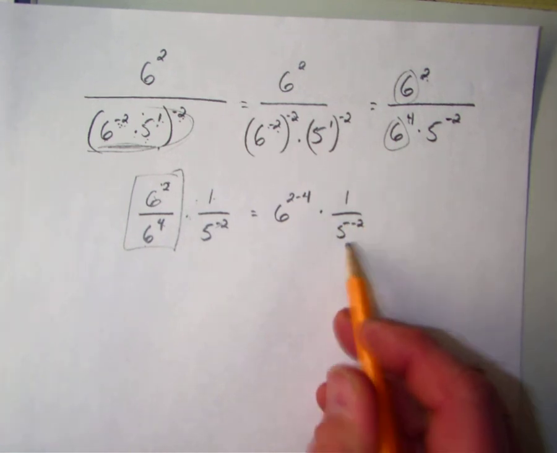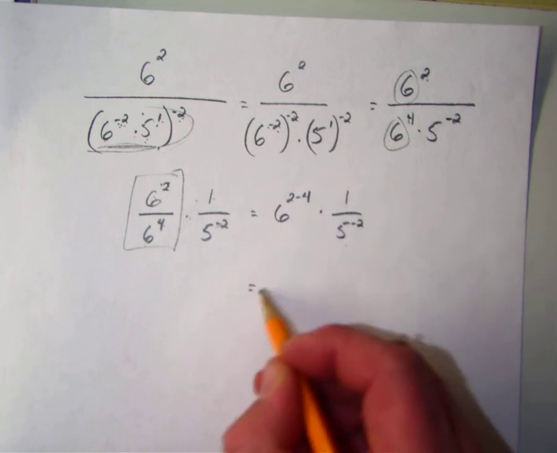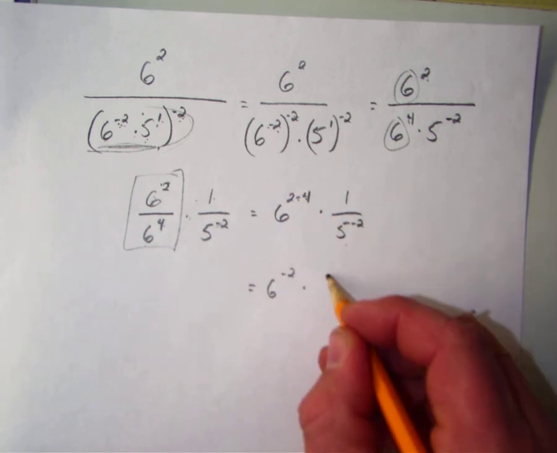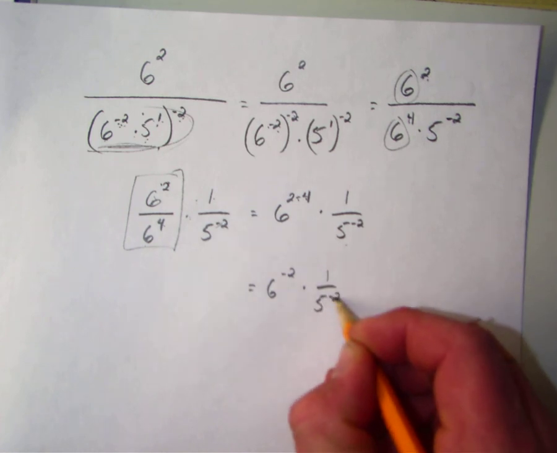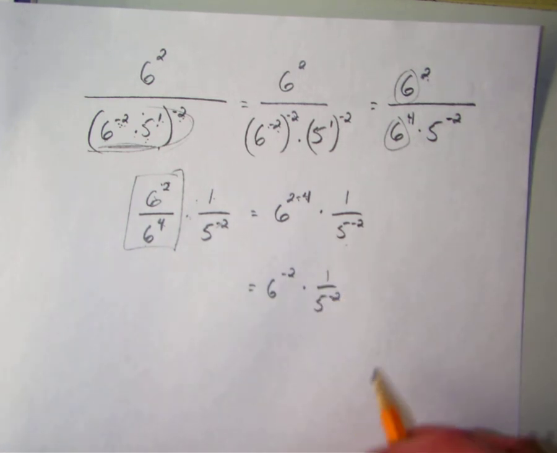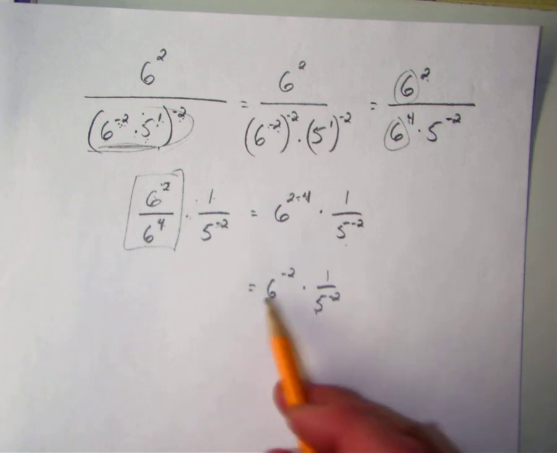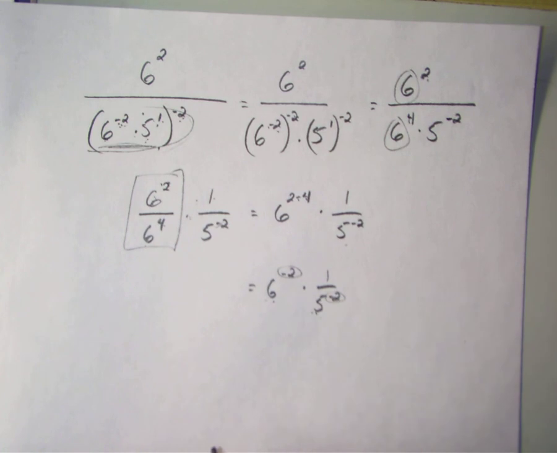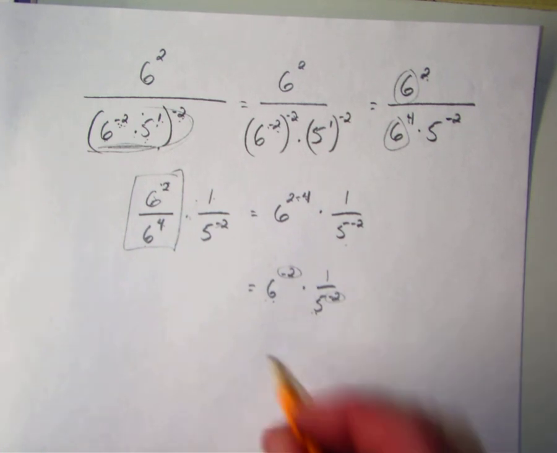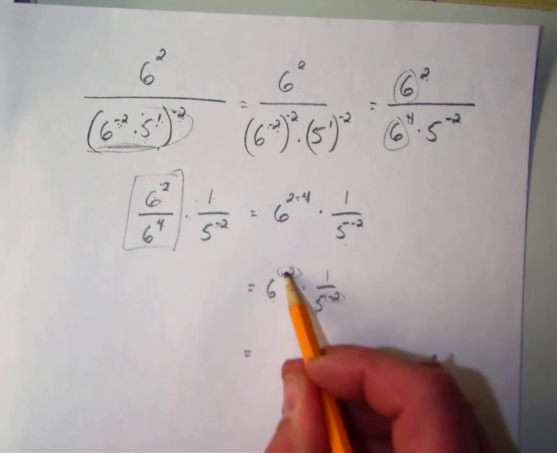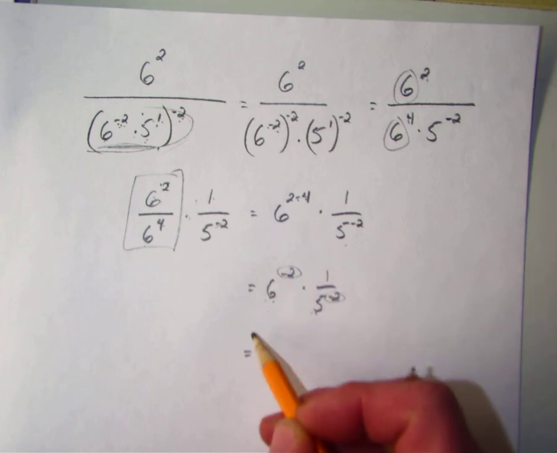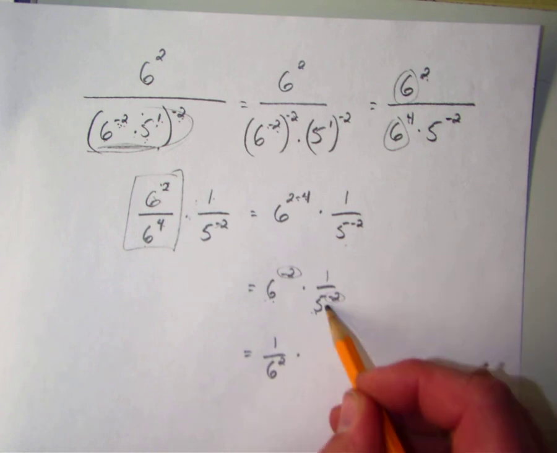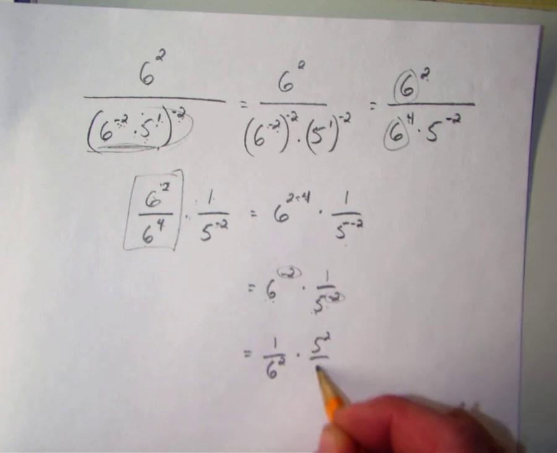Again, I'm not doing anything with this one yet. Now 2 minus 4 is negative 2. And 1 over 5 to the negative 2. Now, I can't do anything else with these bases because they're not the same. But I have negative exponents, so I have to rewrite these without negative exponents. Remember, the negative exponent tells me to take the reciprocal. So this becomes 1 over 6 squared, and this one becomes 5 squared over 1.